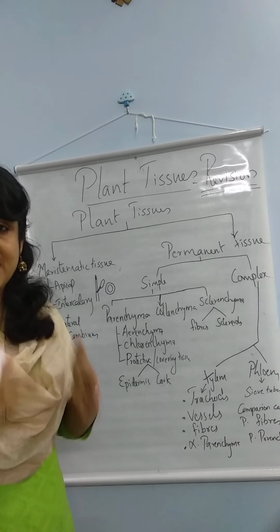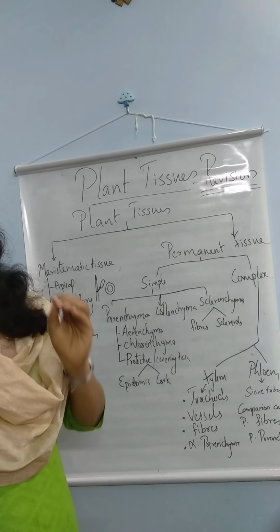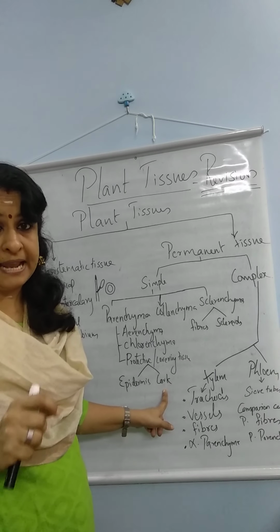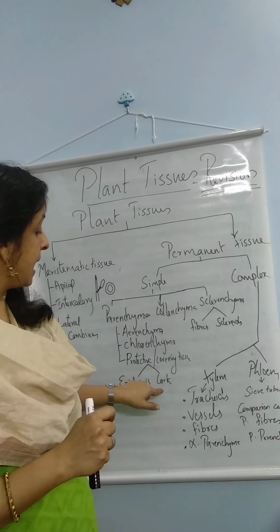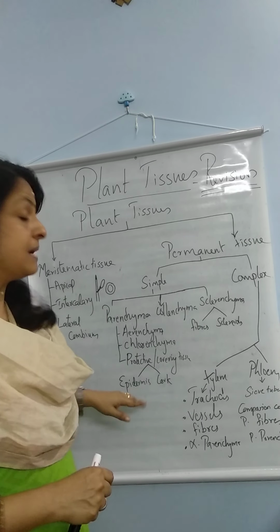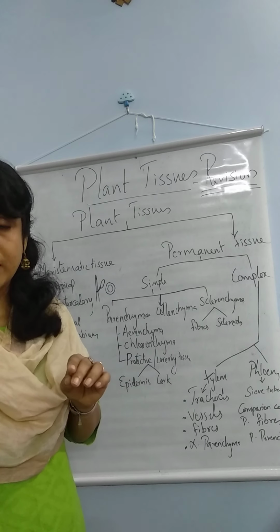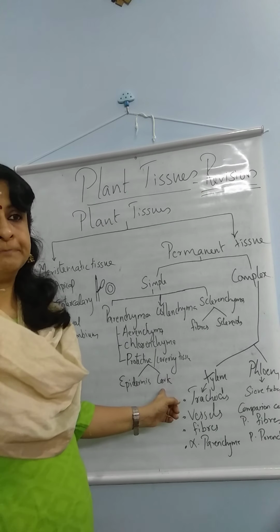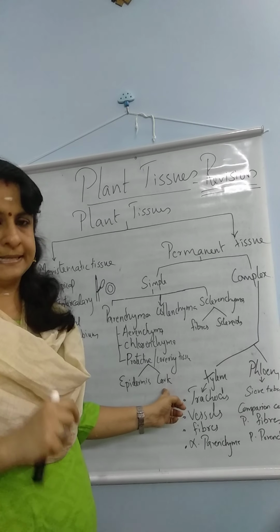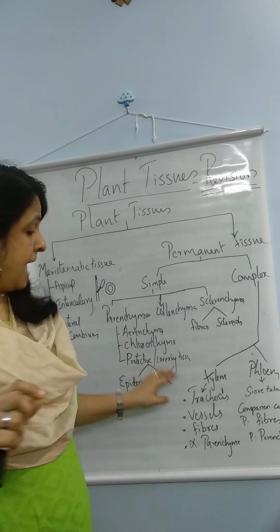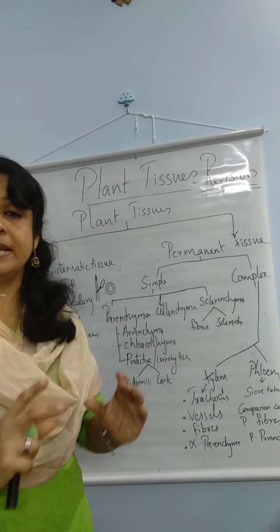Epidermis is the covering layer in soft herbaceous parts of the plant, whereas cork forms a covering layer in woody plants. So there the epidermis is replaced by cork tissue. In the epidermis there is a waxy coating called cuticle. Cork cells are actually dead cells. Their cell walls contain a substance called suberin, and they are compactly arranged without intercellular spaces.